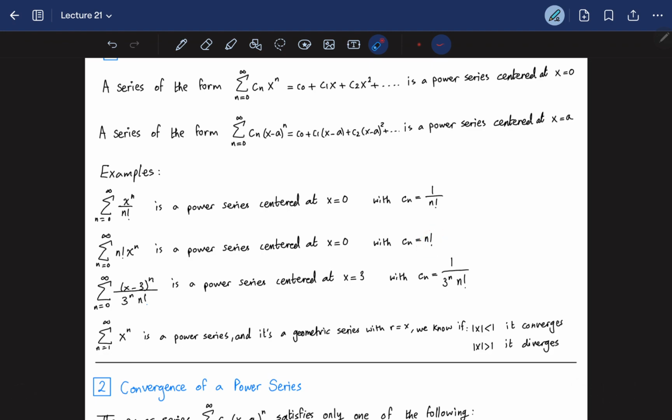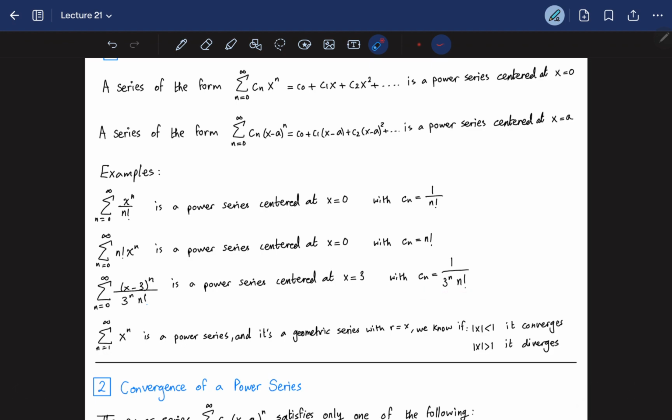Now let's look at the third example here. I have x minus 3 to the n, so that's a power series, and it's centered at 3. So here it's always minus. If it was plus 3, for example, it would be centered at negative 3. And my c of n is everything that's multiplied by x to the n, or x minus a to the n. So I have 1 over 3 to the n multiplied by n factorial. So that would be my c of n.